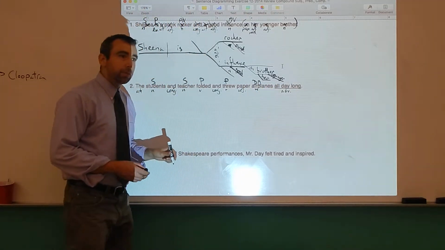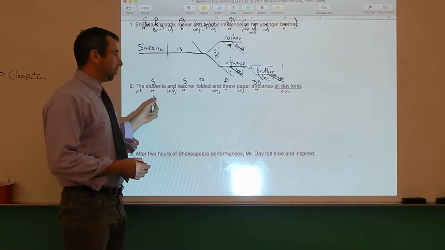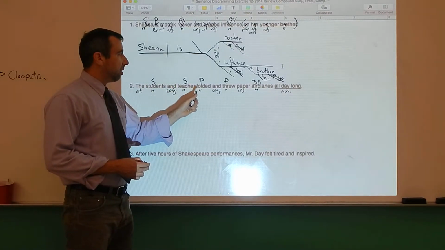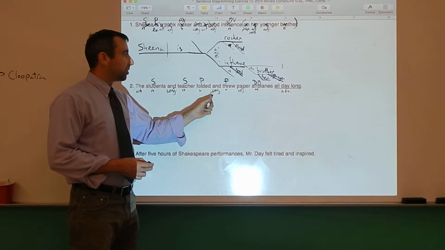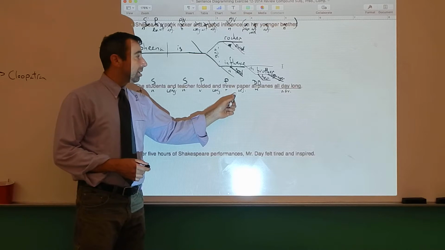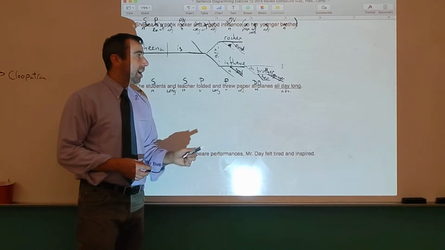And here you go. The is an article, students is a noun, and is a conjunction, teacher is a noun, folded is a verb, and is a conjunction, through is a verb. Paper is an adjective describing what kind of airplanes they are.